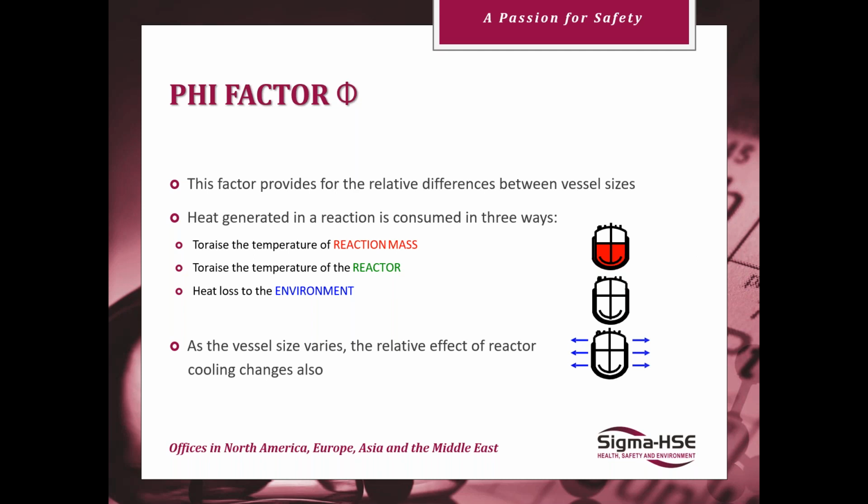The second consumption of heat energy is to raise the temperature of the reactor. So you've got your reactor walls, and then you have the outward transition of heat lost to the environment from your reactor walls and equipment to the environment, into the air basically. As the vessel size varies, the relative effect of reactor cooling changes also. So you can imagine as your vessel increases, you have much more reaction mass relative to the reactor and the environment, going back to that surface area ratio again.